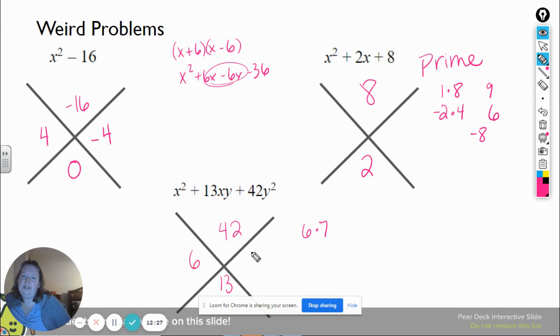So I do 6 and 7. And then this is just a little bit odd. We have these extra variables. So when you go to write your factors, you've already been doing this x in the front all the time. Now you're just going to change one little thing. So when you multiply these two numbers to each other, you're going to want to get a y squared. So that should tell you that one of them is going to be 6y and one of them is going to be 7y. Then these are both positive, and that is the end of the video.